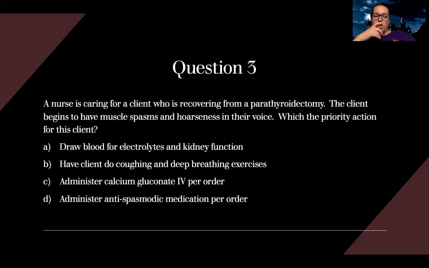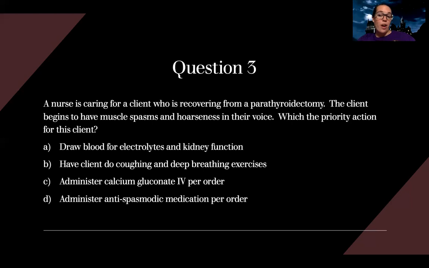And then my other choice is to administer antispasmodic medication per order. So I have two meds here. If I'm down to C and D, which of these meds is going to have the most direct effect? They're having spasms, so it seems like maybe giving an antispasmodic might help. But why are they having spasms?